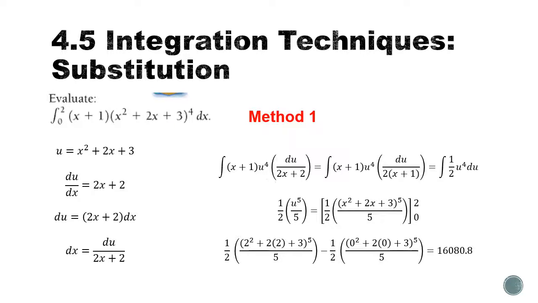So method 1. We go ahead and take the integral, and again, notice, as I've shown you here, the 2 factors out, the x plus 1's cancel, so we end up with 1/2 u to the 4th du. We take the antiderivative, which you see there. We substitute x squared plus 2x plus 3 in for u, and then we use the original bounds they gave us, 0 and 2, and we solve the problem. So that's method 1. If you need to look over this, pause, but we're going to go on to method 2.